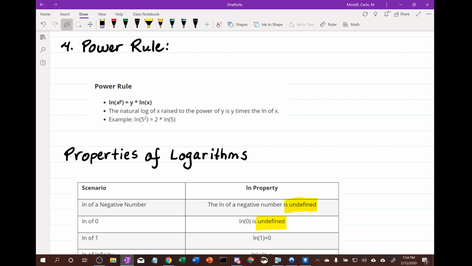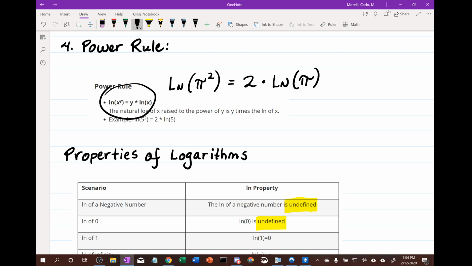The power rule. ln of x to the y. Oh, look. Actually, what we just did with this pi thing is explained with the power rule. So check this out. The ln of pi squared, according to this rule right here, is equal to 2 times the ln of pi. And that's basically what we found by accident. That was cool, though.